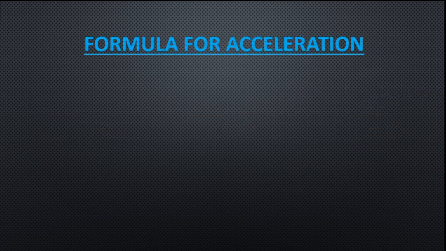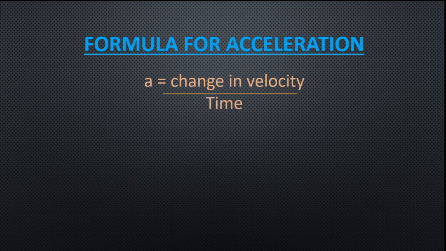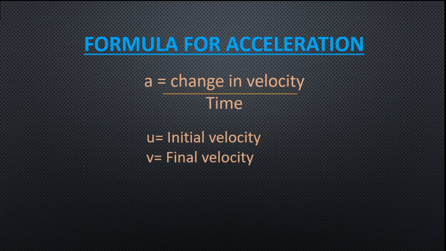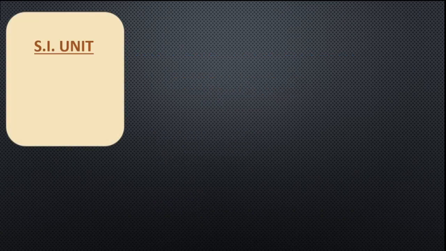So let's understand its formula now. Acceleration is change in velocity upon time. If u is my initial velocity and v is my final velocity, then the formula becomes a is equal to v minus u upon t. Now, the SI unit of acceleration: the formula for acceleration is change in velocity upon time. So the SI unit of velocity is meter per second and of time is second. So acceleration has the SI unit meter per second square.